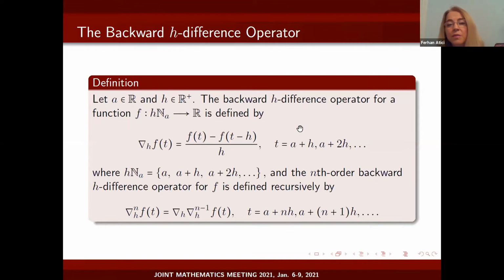I like to first start with introducing the backward H difference operator. It is the nabla operator, and it is defined as f of t minus f of t minus h, over h. When h is 1, then you know that this is just the basic nabla operator of discrete calculus. Here I want to mention how we perform the higher order difference operators. So this is how we do that.